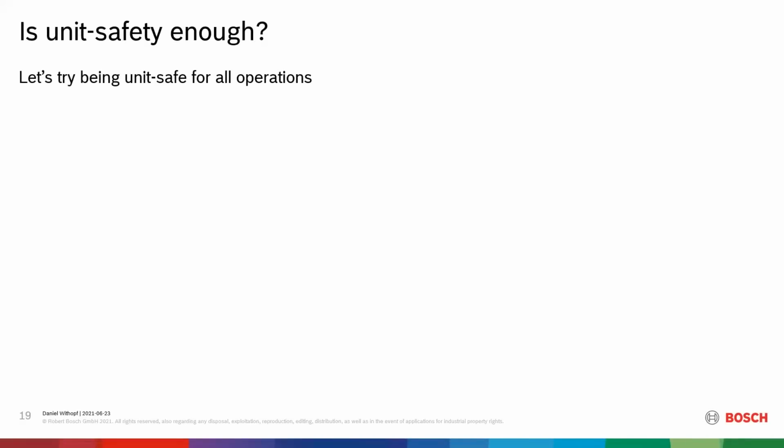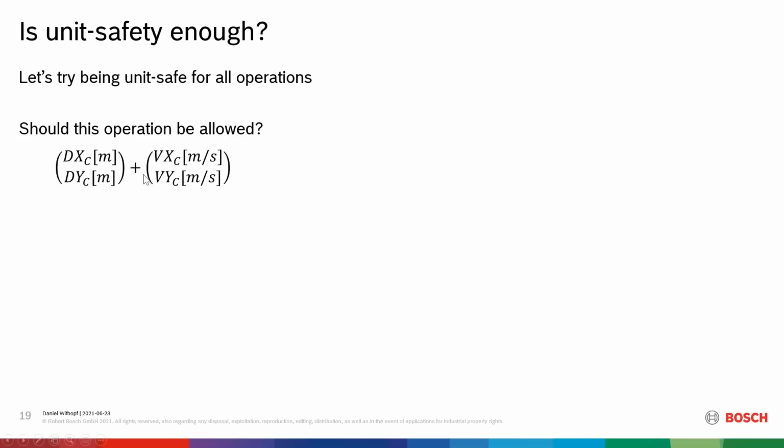So let's see if plain unit safety is enough. To see if this is enough, let's try to be unit safe for all operations on vectors and matrices. The first example of an operation that I want to look at with you is this one here. We have an operation where we add two vectors, and the first vector on the left-hand side describes X and Y position in vehicle frame, and all the entries have a physical unit of meters. The second vector on the right-hand side has indices that describe the X and Y velocity in the same frame, with a physical unit of meters per second.